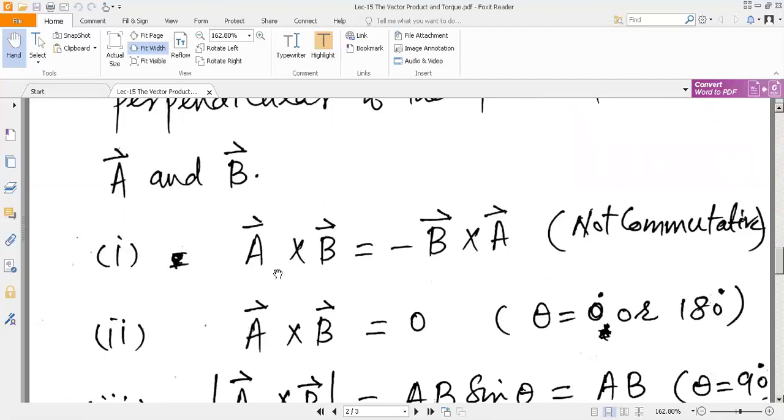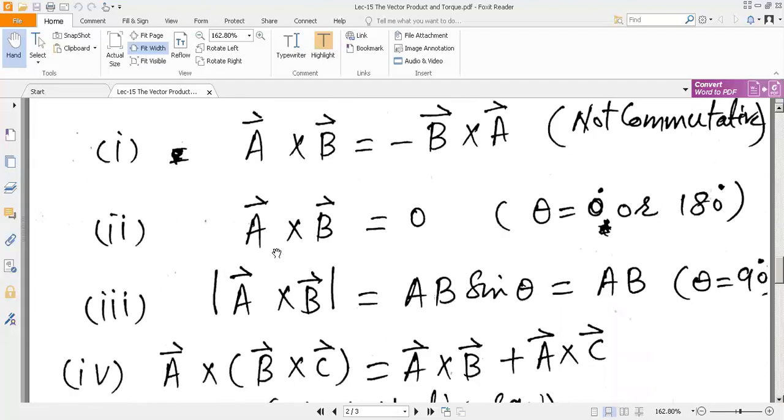There are some characteristics of the cross product of two vectors, like we can see here. Number 1: A cross B is equal to minus B cross A. It means if we reverse the order of two vectors in a cross product, then the direction of the cross product is also reversed. So we can say on this basis that the cross product or vector product is not commutative.